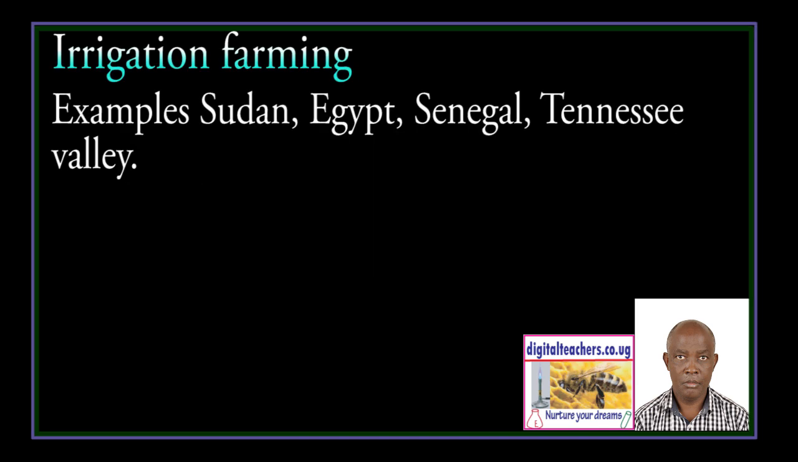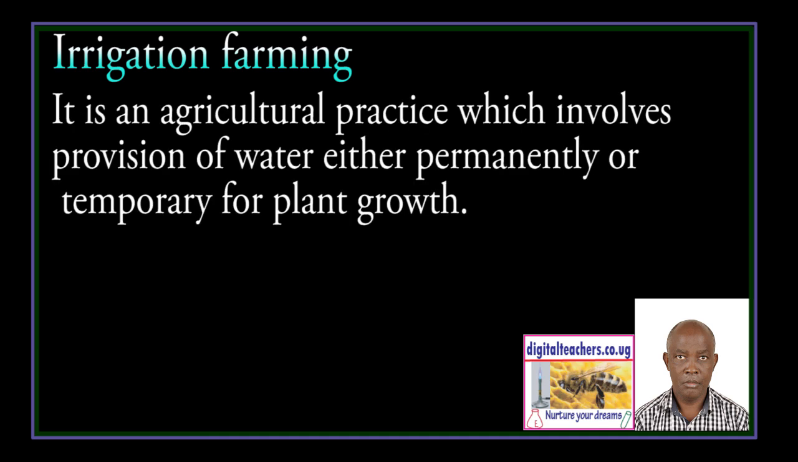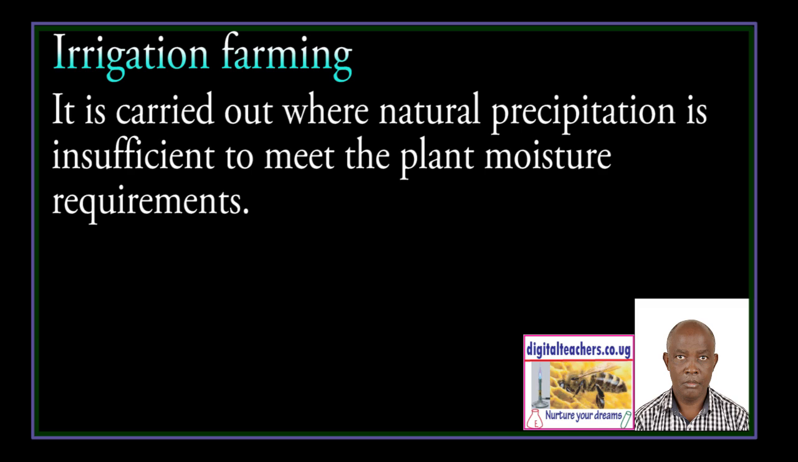Irrigation farming, for example, Sudan, Egypt, Senegal, Tennessee Valley. It is an agricultural practice which involves provision of water, either permanent or temporary, for plant growth. It is carried out where natural precipitation is insufficient to meet the plant moisture requirement.